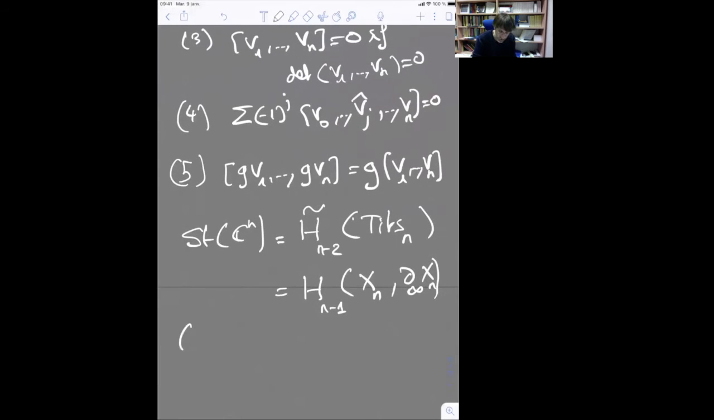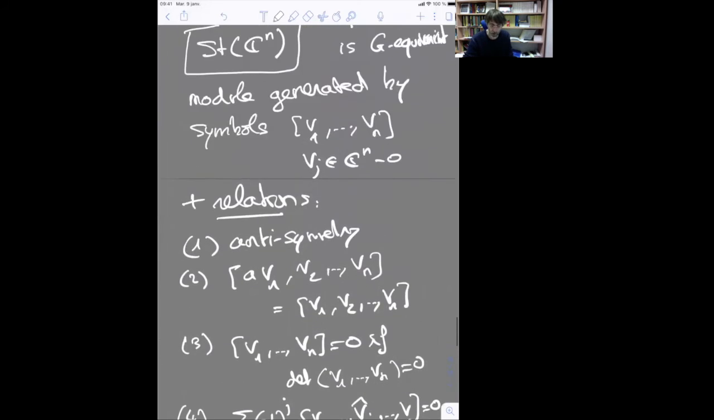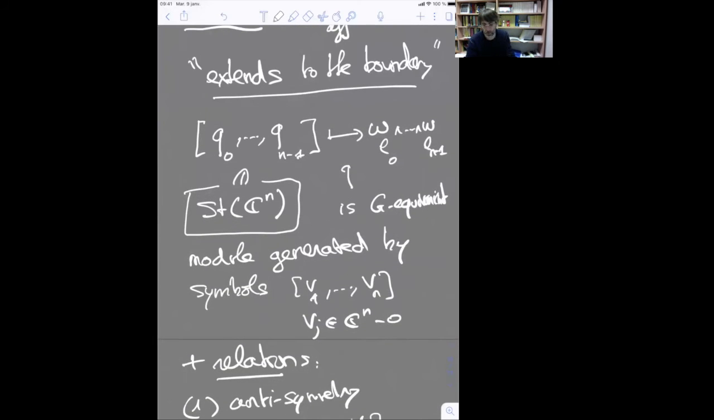And as a corollary, we can recover a presentation of the O^N affine. Why? Because we have this G-equivariant map from the Steinberg module to O^N affine that is non-zero, and this Steinberg module is irreducible under the G action. So now you get a presentation of the image.